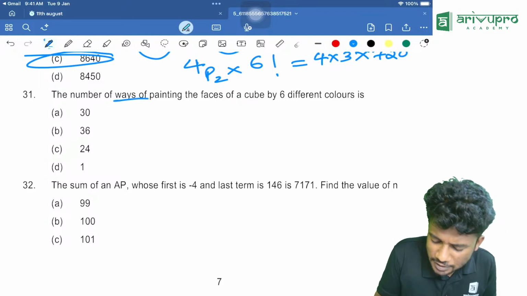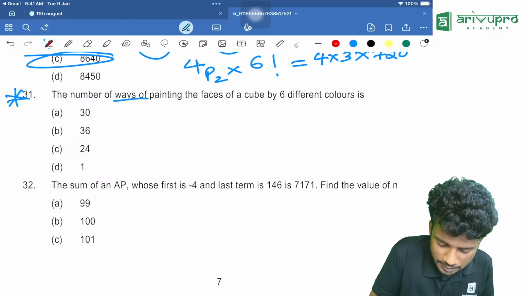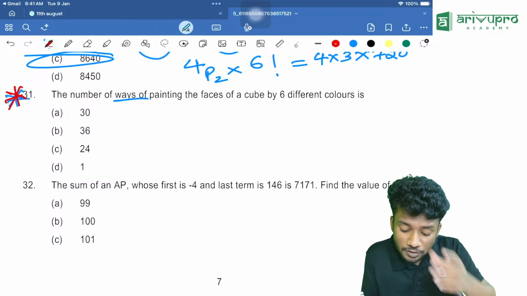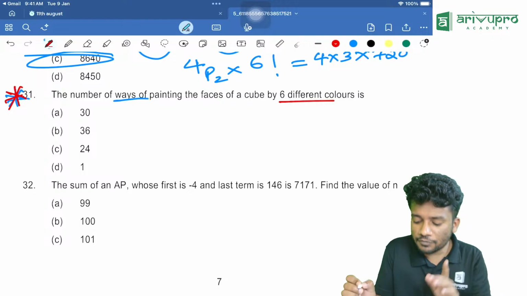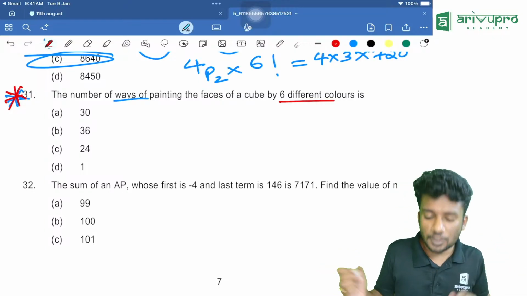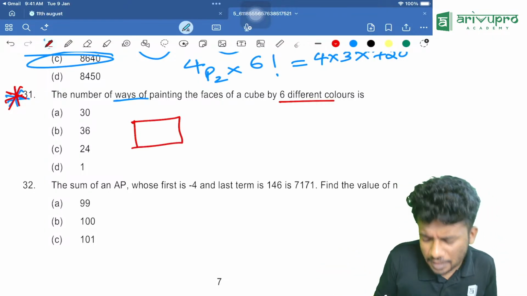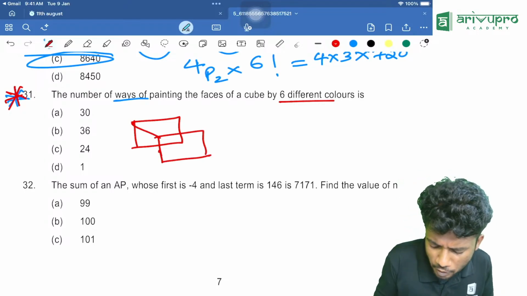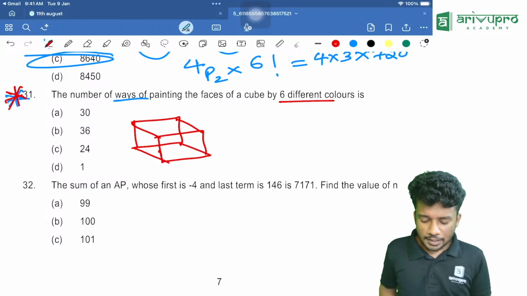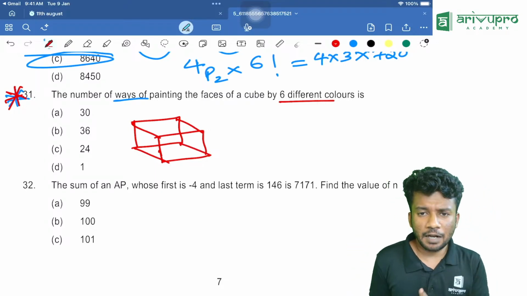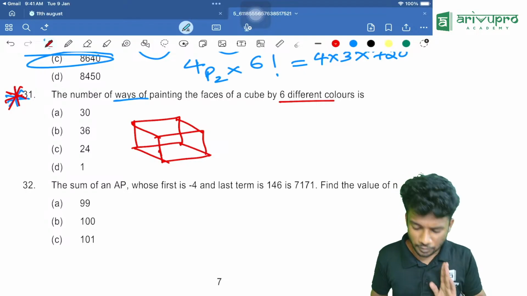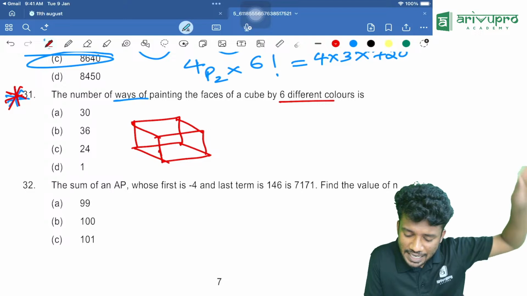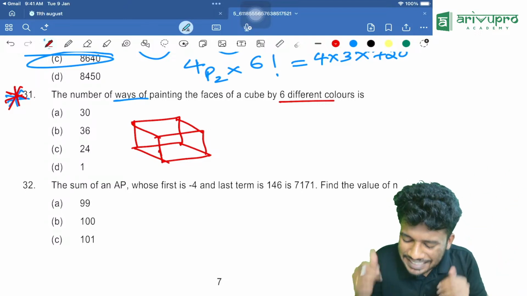The number of ways of... it's a good question. Listen carefully. The number of ways of painting the faces of a cube by 6 different colors is what? I think it was there in 2022, in one of the MTPs, in your model test paper. So this is the cube. Now, what are they telling? The number of ways of painting the faces of a cube by 6 different colors.